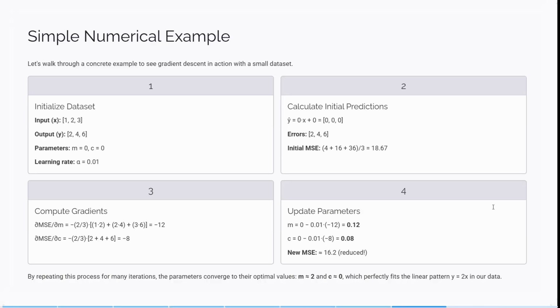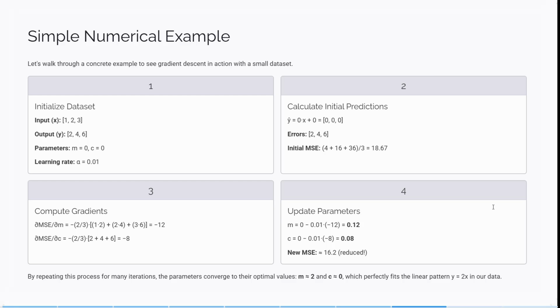Now let us understand this with an example. Suppose our data is x = 1, 2, 3 and y = 2, 4, 6. Clearly, the true relationship is y = 2x. So the best m is 2 and c is 0. We start with m = 0, c = 0 and alpha = 0.01. Initial predictions y cap = 0, 0, 0. There are huge errors. We compute the gradients. ∂MSE/∂m = −12. ∂MSE/∂c = −8.